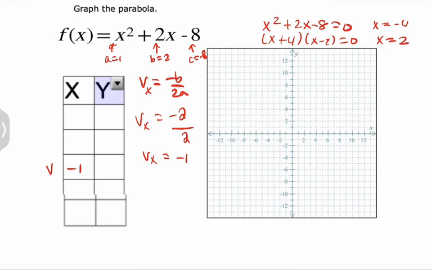Now, if it's not factorable, you can use a quadratic formula to find those. It depends on how it ends up working out mathematically. Now, we need to plug in some things around our vertex. So let's go -2 and -3, and then 0 and 1. So I just went one step below it and one step above it.